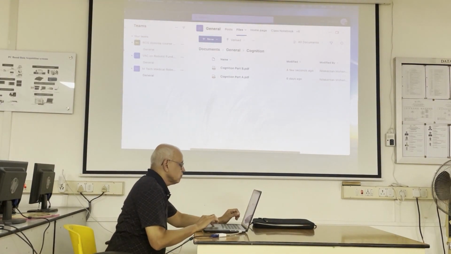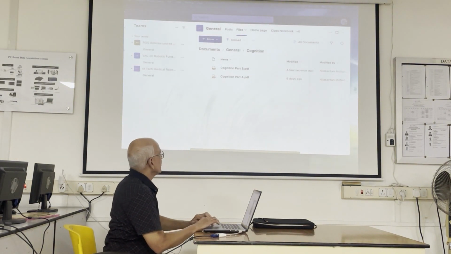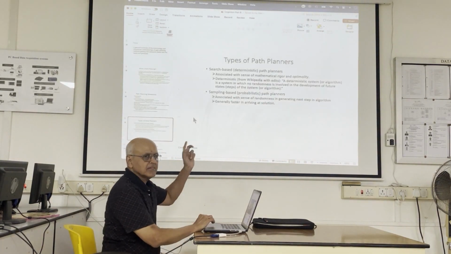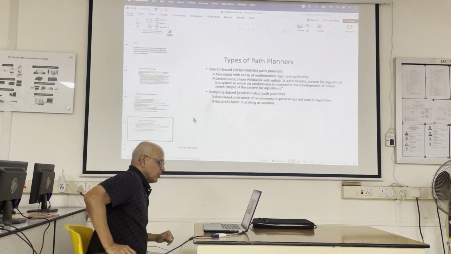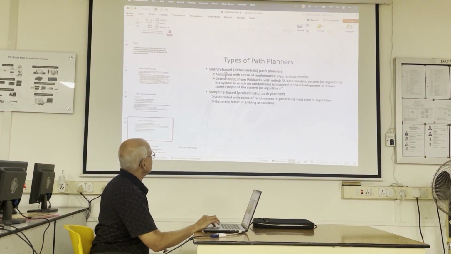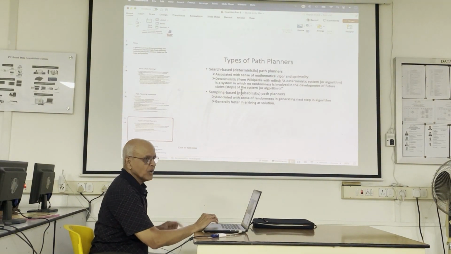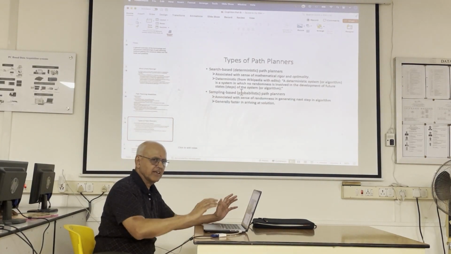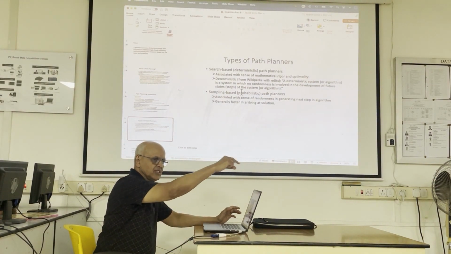Okay, so cognition part B. So let me just recollect where we were. The path planning world is divided into two categories. Sampling based, so RRT is in that category. It's basically, they throw out some points there, and then they try to connect it with edges.